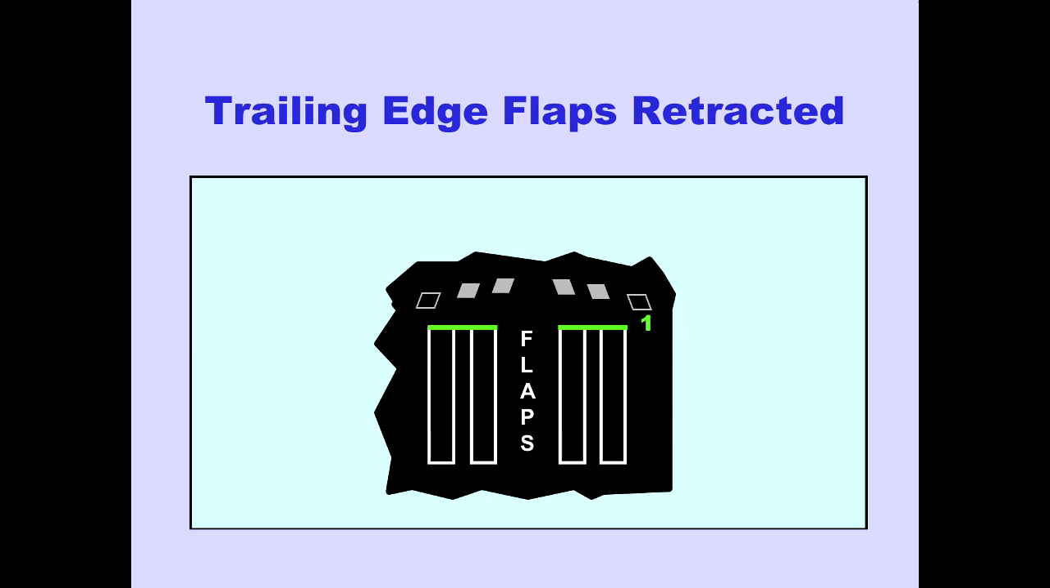When flaps 1 is selected, the position commanded by the flap lever is displayed at the top of the trailing edge flap indicators because trailing edge flaps are fully retracted at flaps 1.